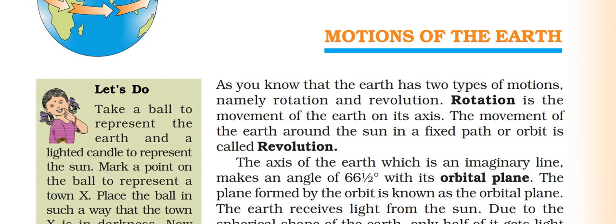Let's discuss our next chapter. It's the motions of Earth. As we know, there are two things: rotation and revolution. Rotation is the movement of Earth on its axis. The movement of the Earth around the Sun in a fixed path or orbit is called revolution.